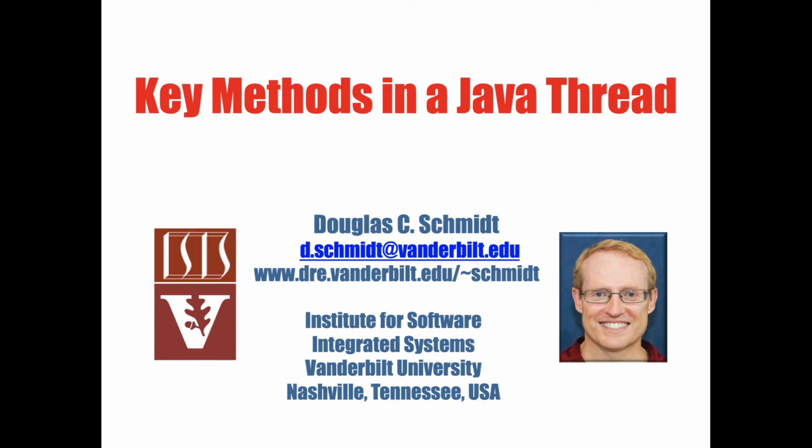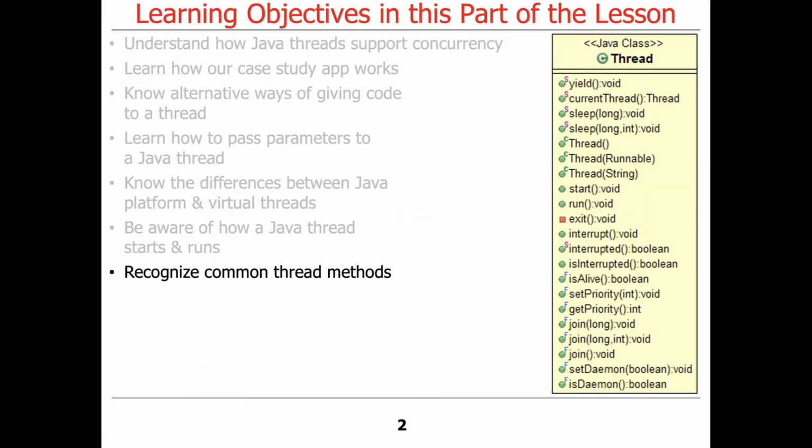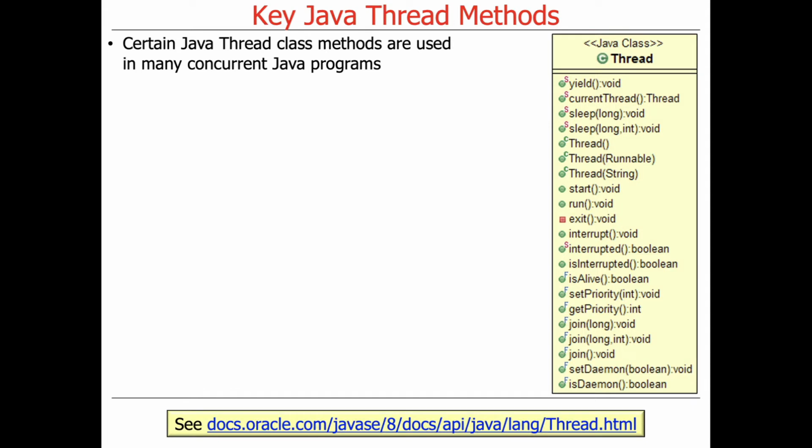So we're going to wrap up with a couple more lessons about overviews of Java threads. This particular lesson focuses on key methods in a Java thread. And as you'll see, there's a whole bunch of methods. We're not going to talk about all of them, but we're going to talk about some of the ones that are the most important. So certain methods in the Java thread class are used in many concurrent Java programs.